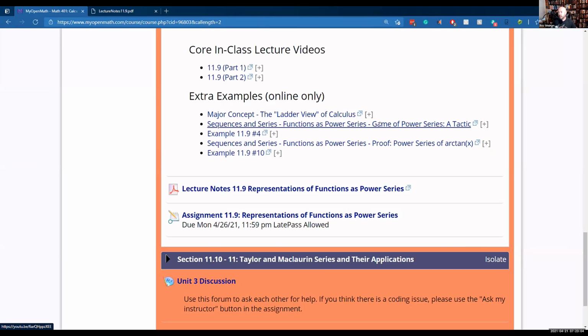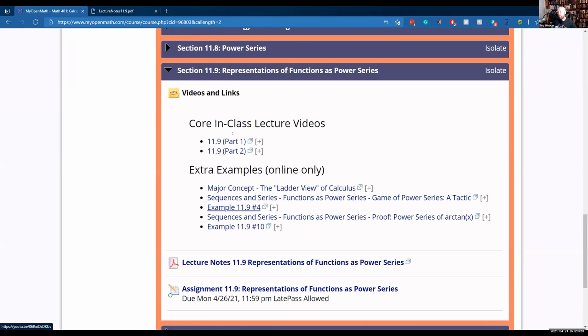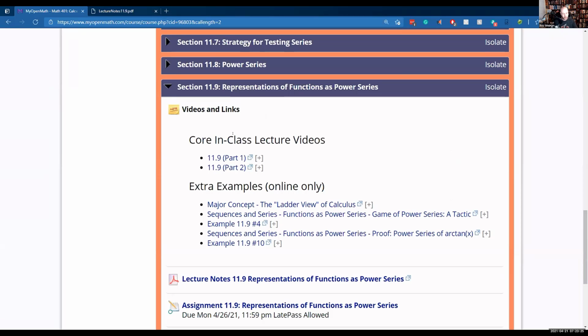And then the game of power series. That video is the process that I kind of created on the fly in class last time. And so I'll be using that process for a couple examples today to remind you. So anyway, you can see all the videos are up there ready to go. You're welcome to watch them whenever.